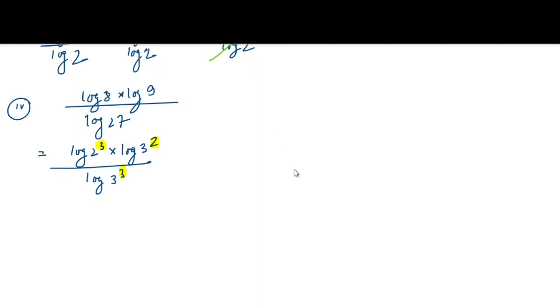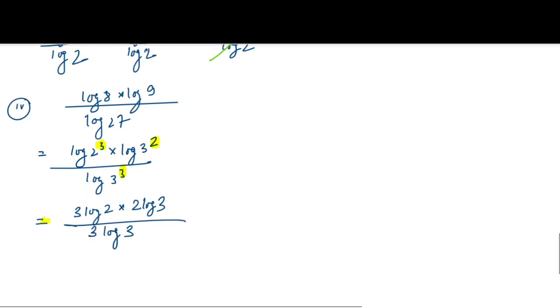So here this can be written as 3 log 2 into 2 log 3, divided by 3 log 3. Now log 3 and log 3 will cancel out, and 3 will cancel out, so we'll have only 2 log 2, and that would be the final answer.